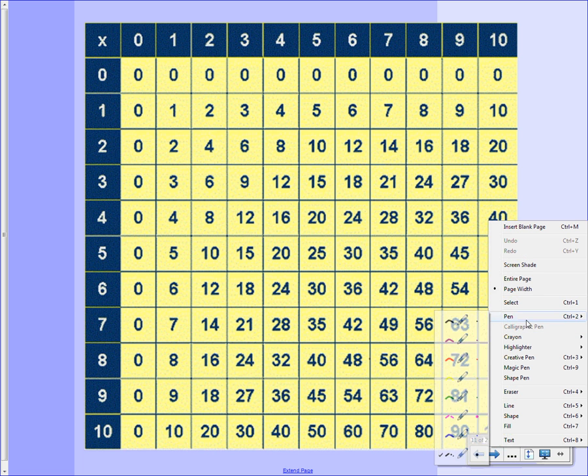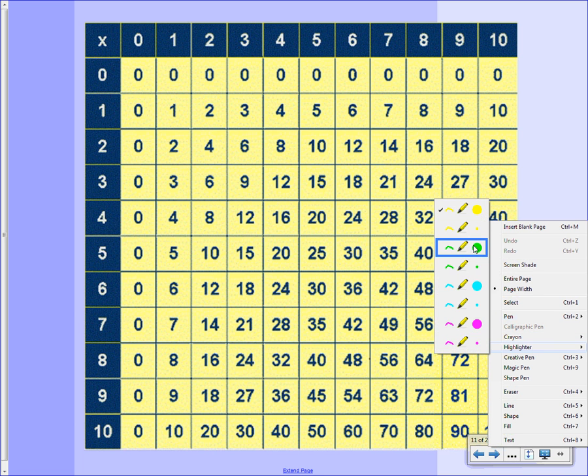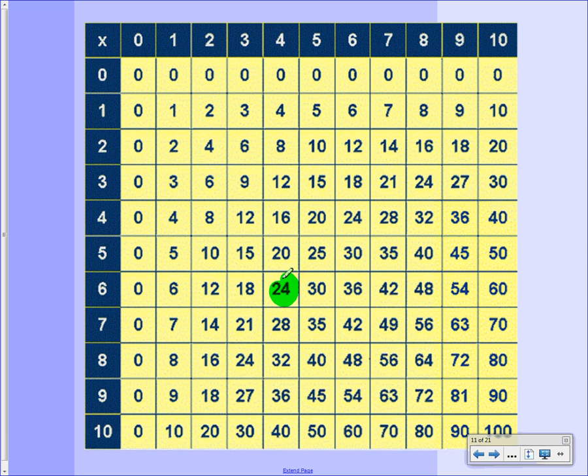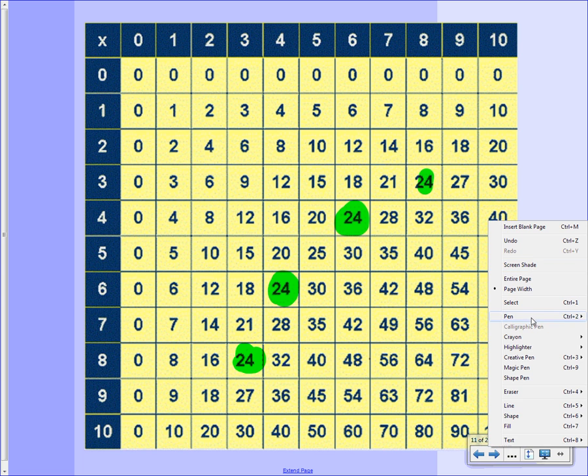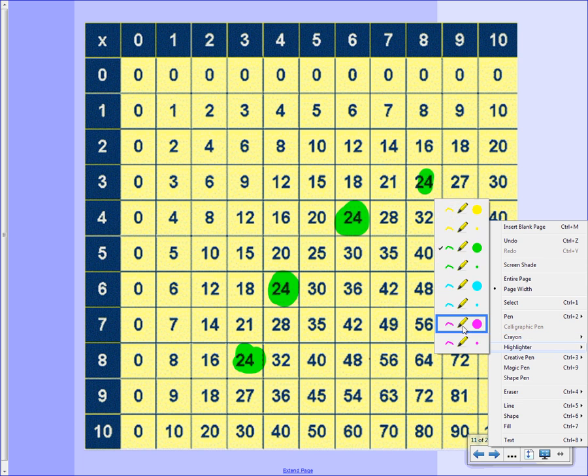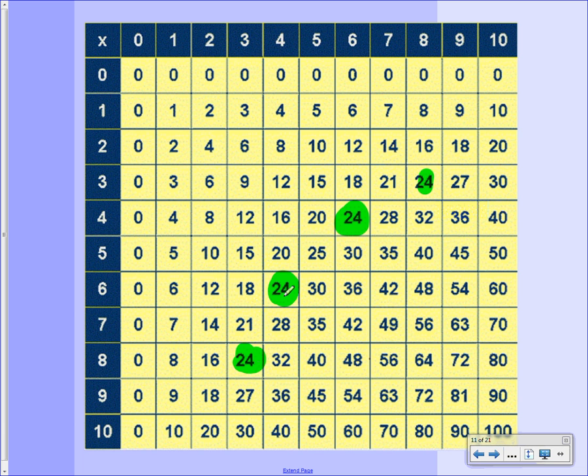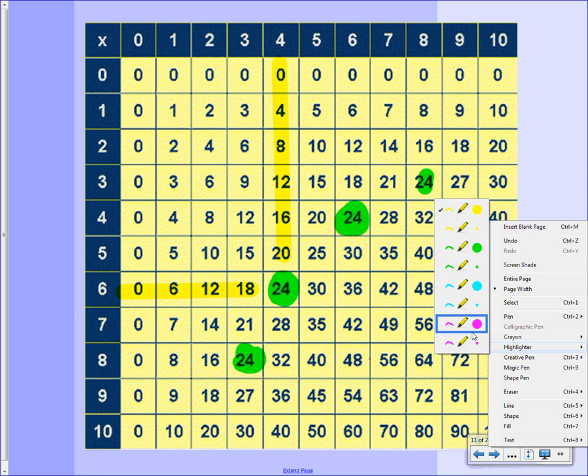If I choose the highlighter pen here, you can see I've got various different colours. I might say 24 here, 24 here. I should have another one here. Again, you might even use another highlighter in order to demonstrate the factors of these numbers, and showing them which times tables they're in.